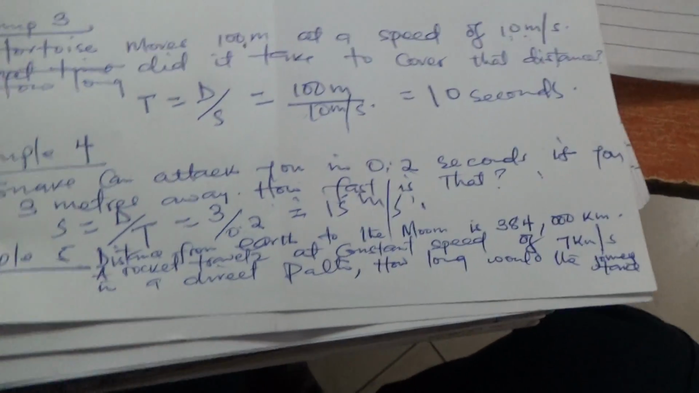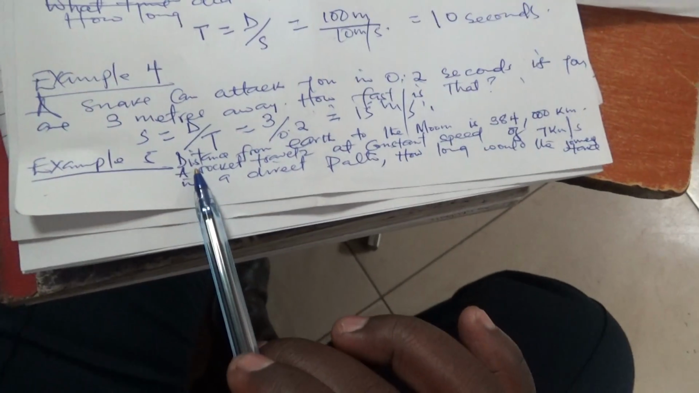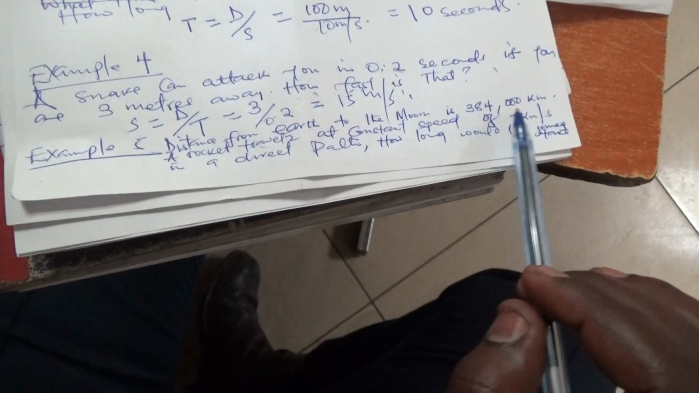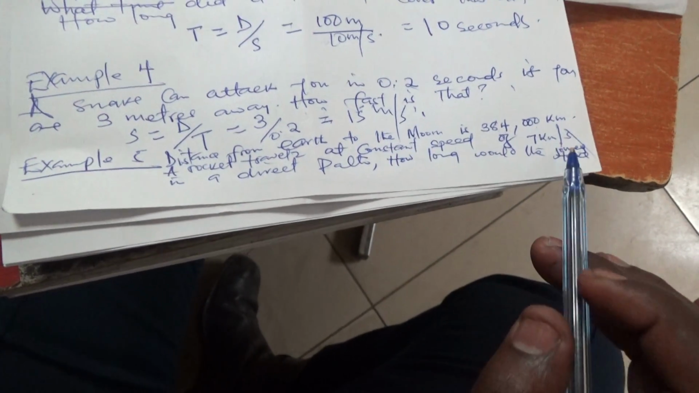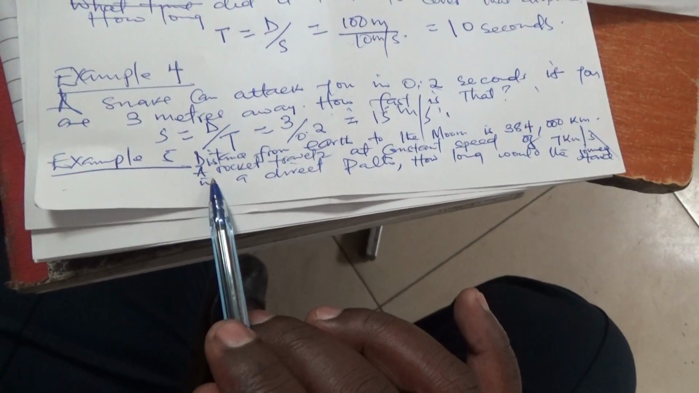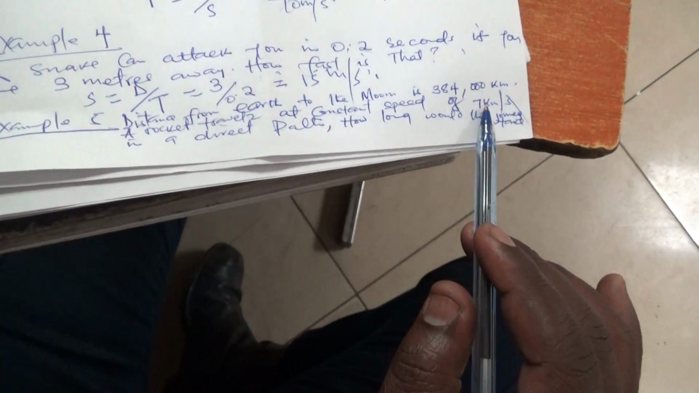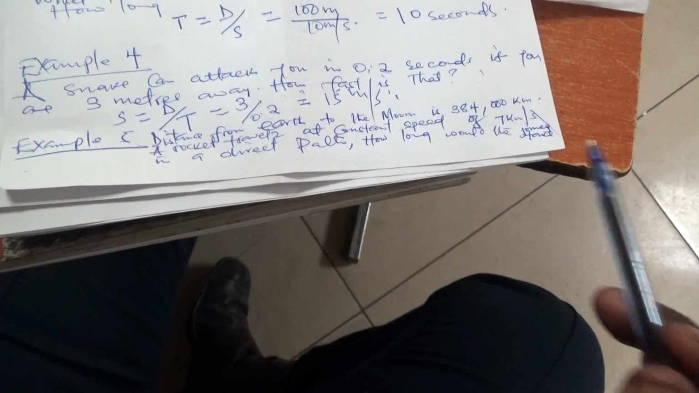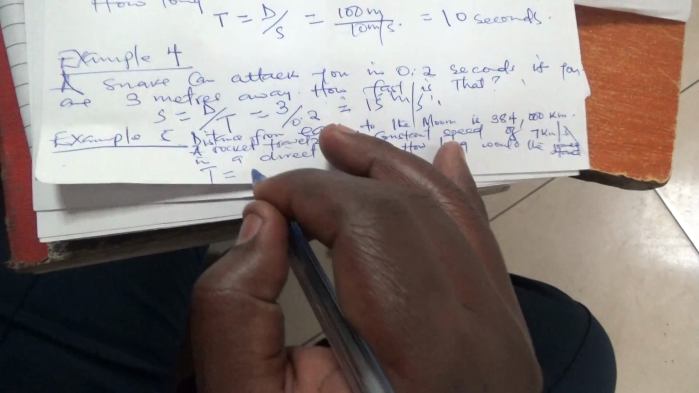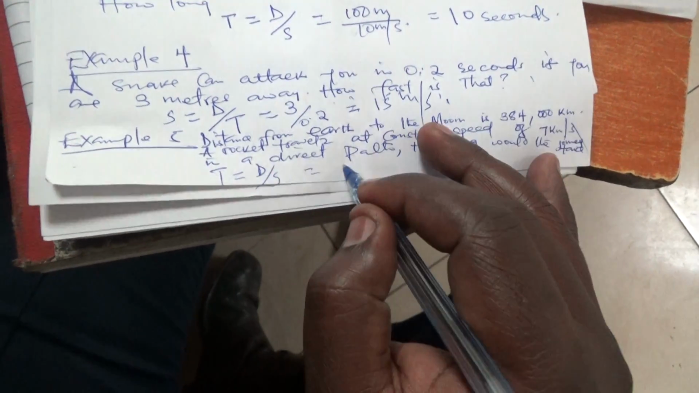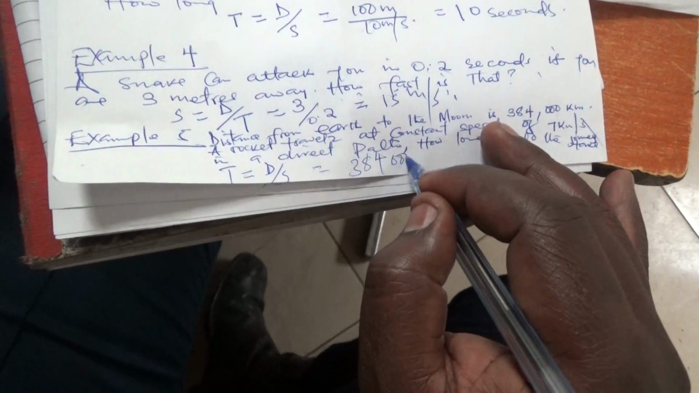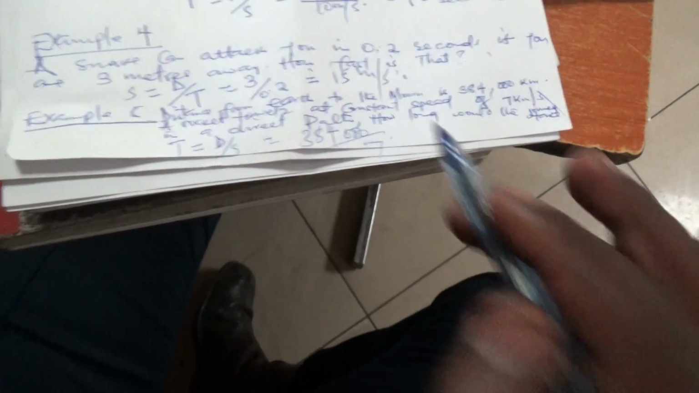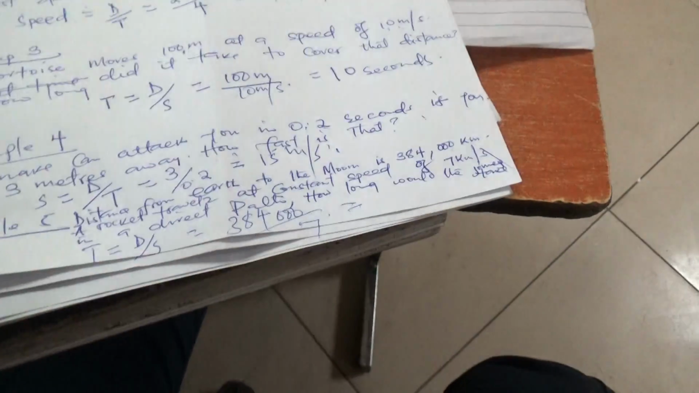And then the last question is, the distance from the Earth to the Moon is 384,000 kilometers. So that is the distance. A rocket travels at a constant speed of 7 kilometers per second in a direct path. How long would the journey take? That is time. And time is distance divided by speed, which is going to be 384,000 divided by 7 kilometers per second, and then you get your time in seconds.